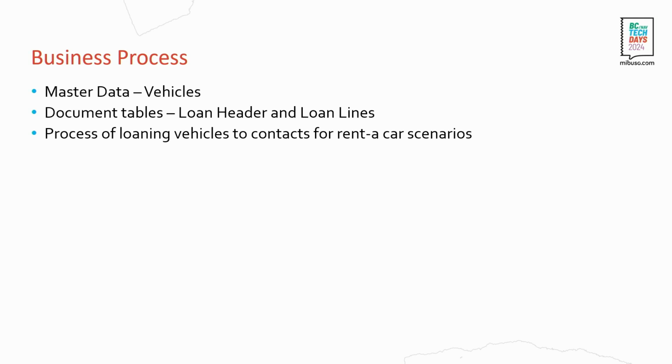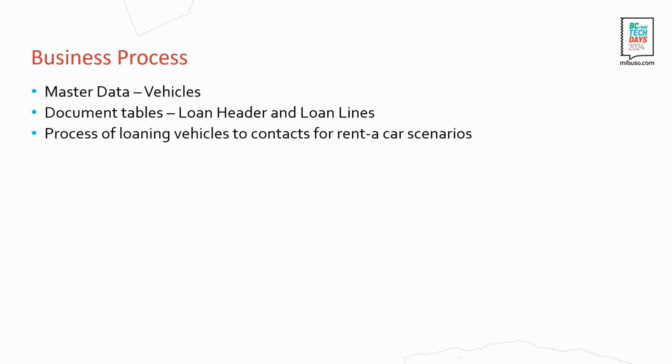In our business process, we have several tables in Business Central, and we imagine that we are going to have a rent-a-car or something related to a rent-a-car extension. And we have master data for vehicles, so some new table that doesn't exist in Business Central. And we have document tables, loan header and loan lines. We will see how we can easily connect those to Dataverse.